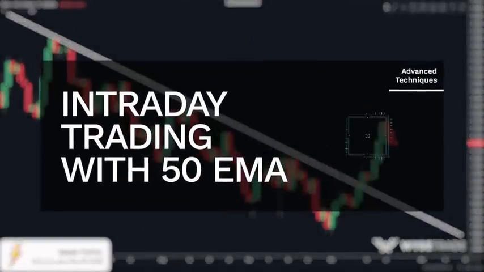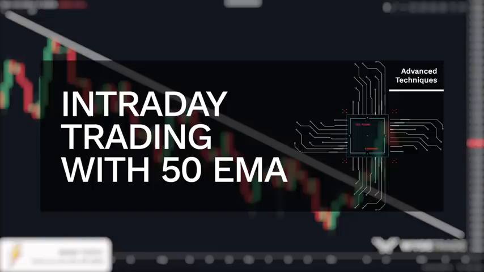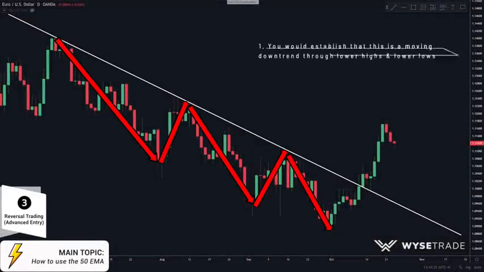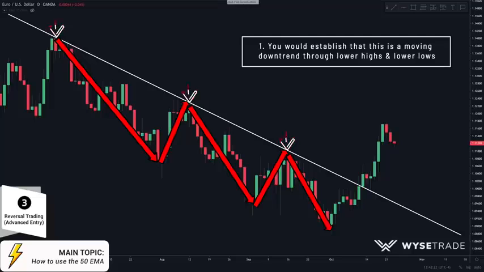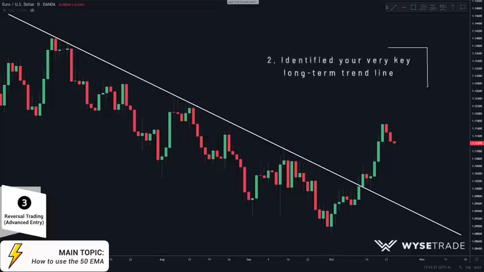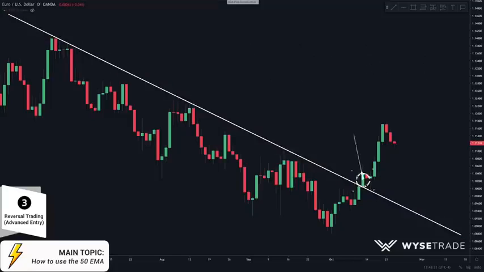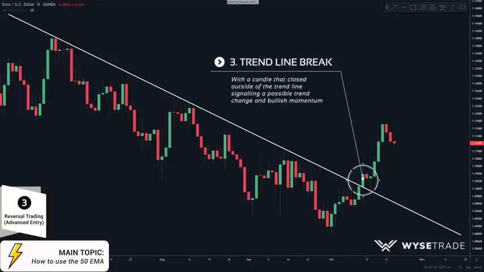Now, in this example, we're going to take this up a notch and use the 50 EMA through the intraday time frames for a more aggressive early entry. So here in the daily time frame, you had your clear moving downtrend as price was making lower highs and lower lows. You then would have had your long-term trend line drawn in like this. Price then broke the trend line with a candle close outside of the trend line, which is the first signal of a trend change and giving you a short-term bullish bias.